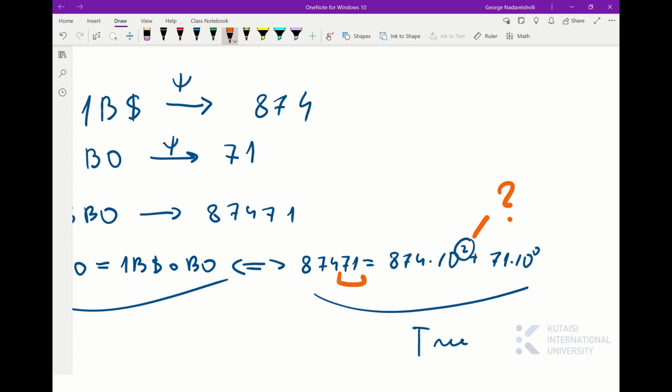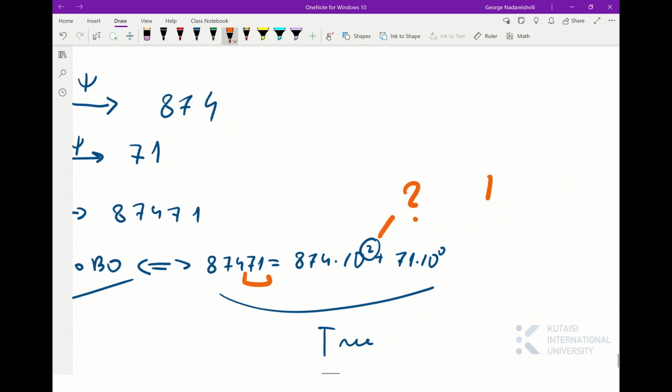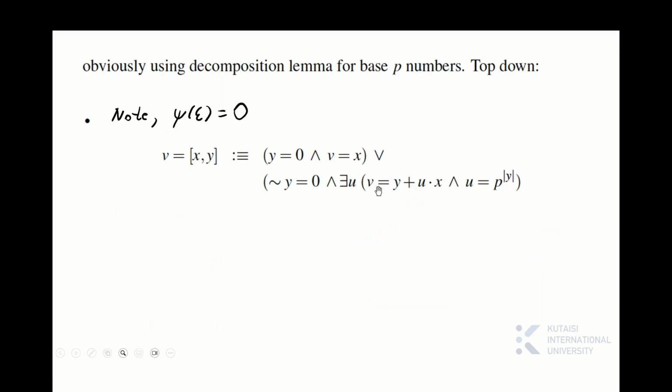So in our case, this is y, this is x, and this is v. So this is the length of y. This is p, so it's p to the power length of y. Okay? This is exactly what this thing says. So if v is equal to y plus u times x, and u is a power of p in the power of length of y. So this is exactly what you said.